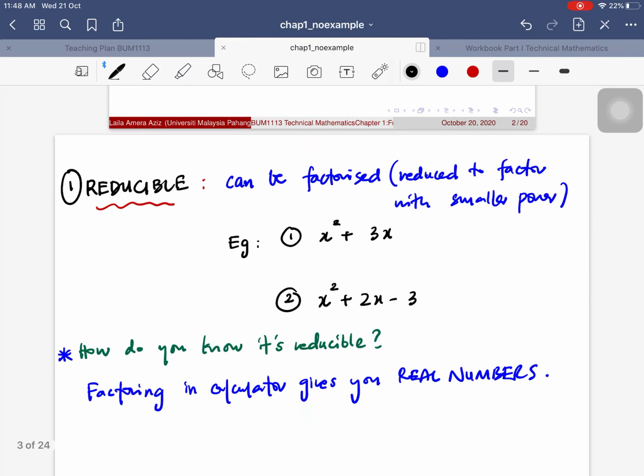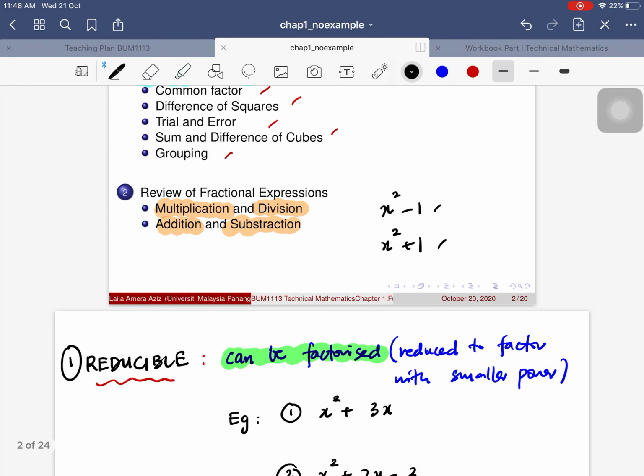Okay, so what does it mean to be reducible? Reducible means when you have a function, the function can actually be factorized. When the function can be factorized, it can be reduced to factors with smaller power. For example, this one, which starts with a power of x to the power of 2, is actually reducible. I can reduce it to factors of x plus 1, x minus 1. Now this is power of 1, so that is called being reducible.